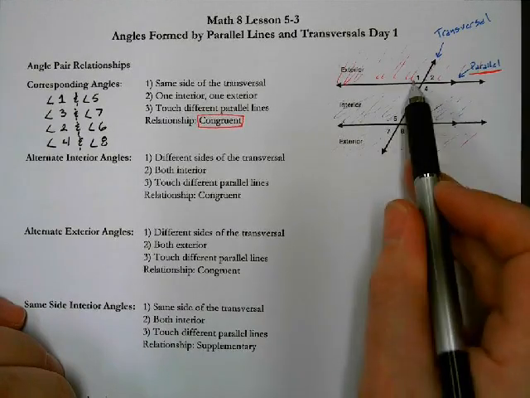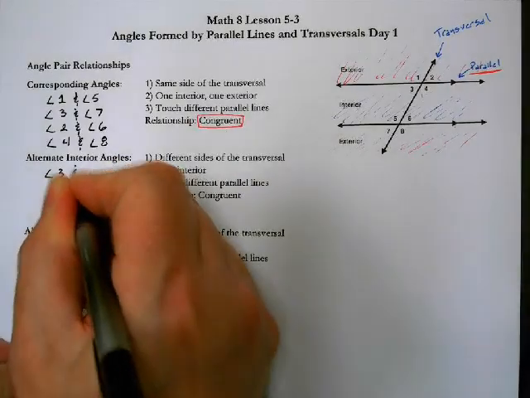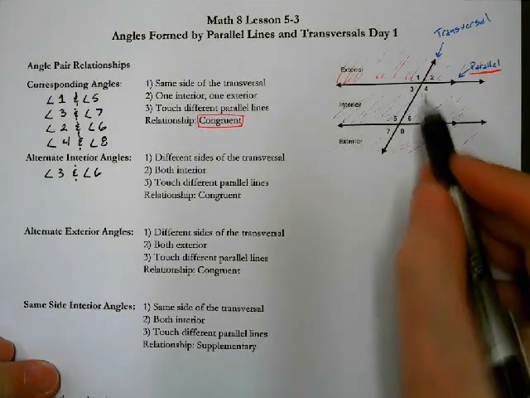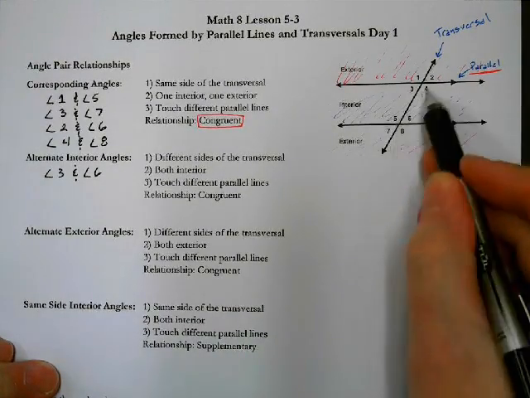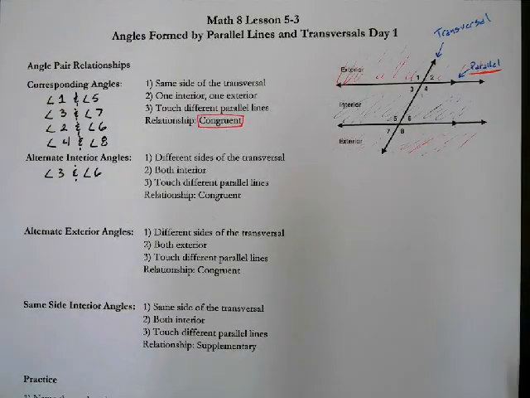and they're touching different lines. So we've got angle 3 and angle 6. The other alternate interior angles are 4 and 5. They are different sides of transversal, both interior, touching different lines.